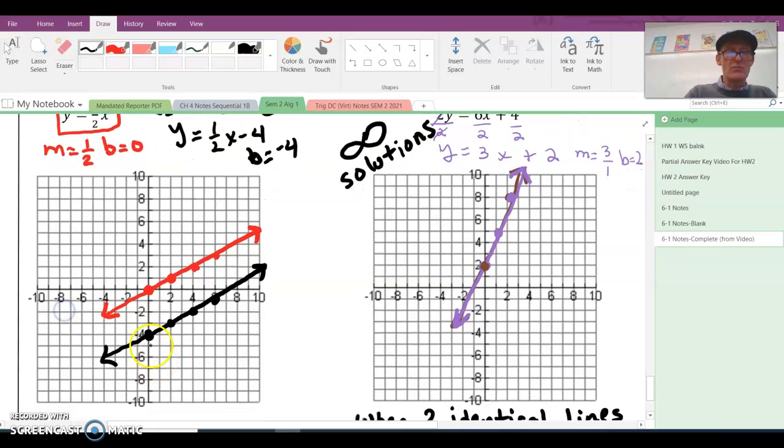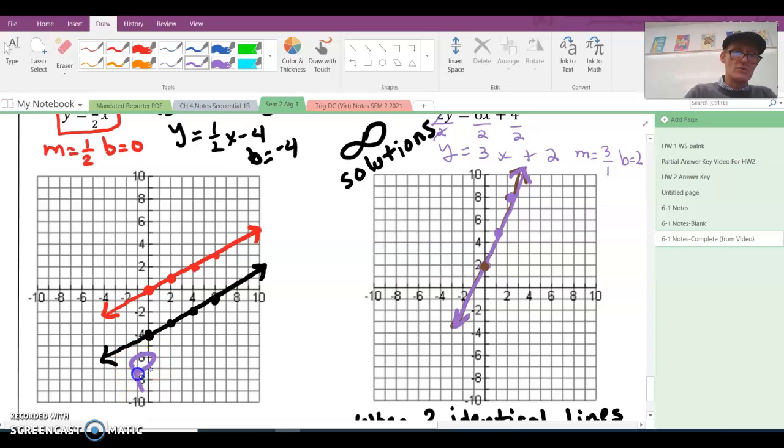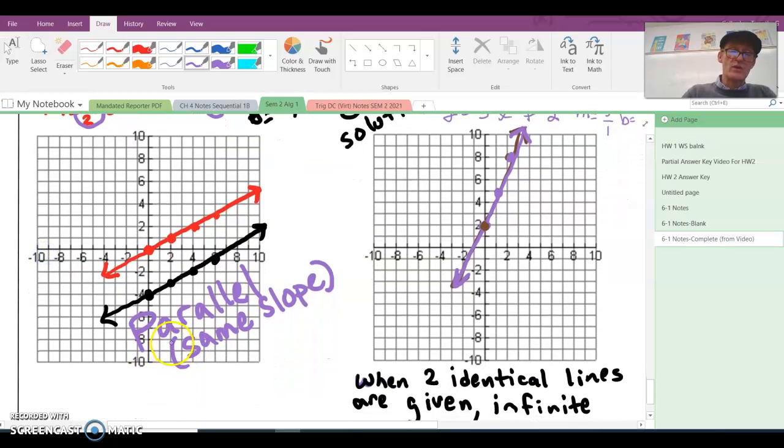We can see that these are parallel, so there's no solution. So parallel, which is same slope. All right, you see the slopes? Both the same. So when two lines are parallel, there is no solution.